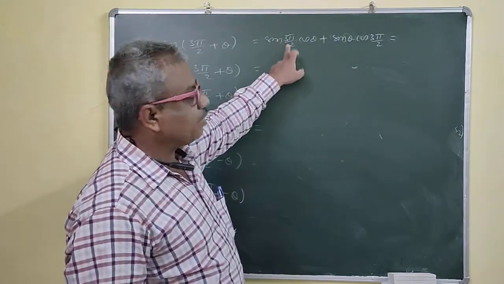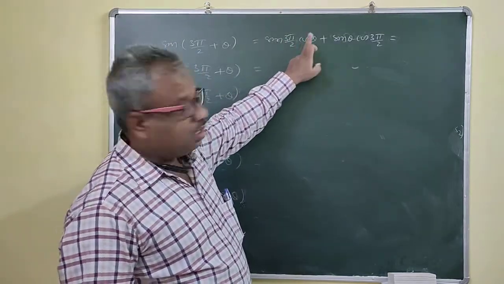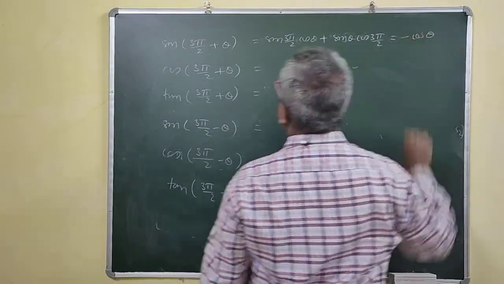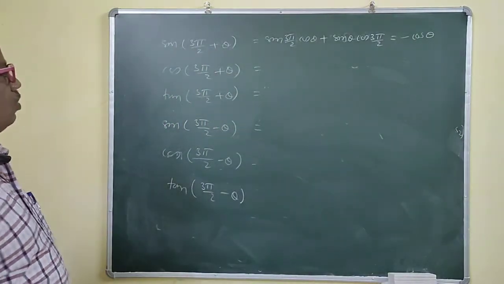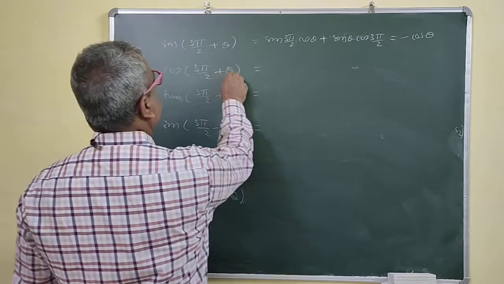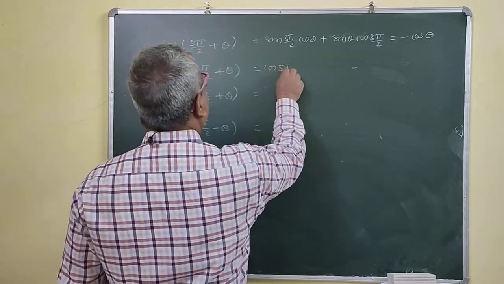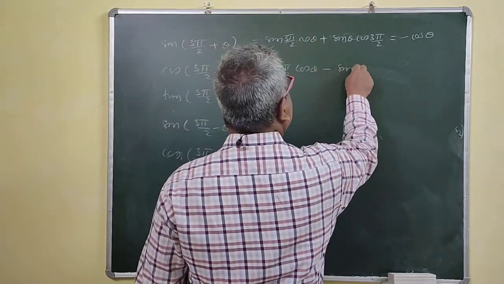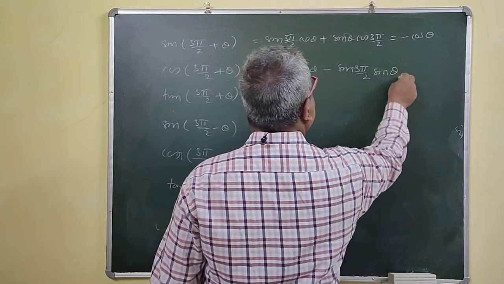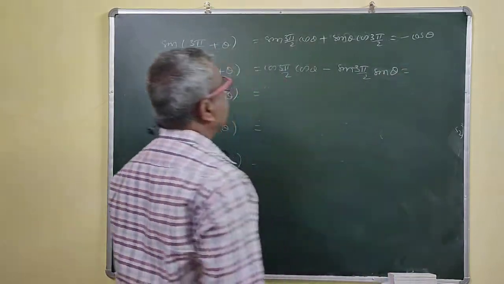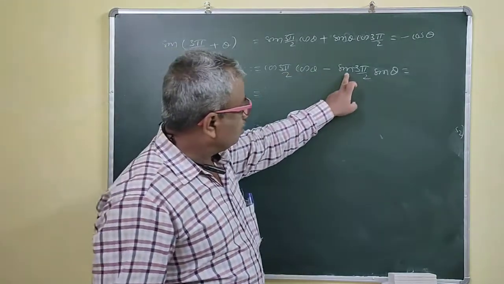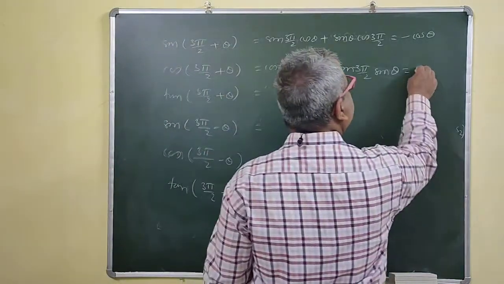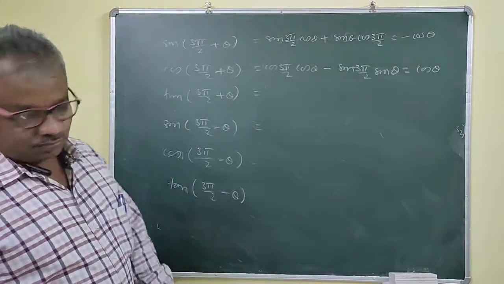Now sin 3 pi by 2 is minus 1, so this is minus cos theta. Cos 3 pi by 2 is 0, so this term is 0. So we get minus cos theta. Okay, so now cos of 3 pi by 2 plus theta. This is cos 3 pi by 2 cos theta minus sin 3 pi by 2 sin theta. Cos 3 pi by 2 is 0 and sin 3 pi by 2 is minus 1. Minus minus becomes plus. So this is cos theta.